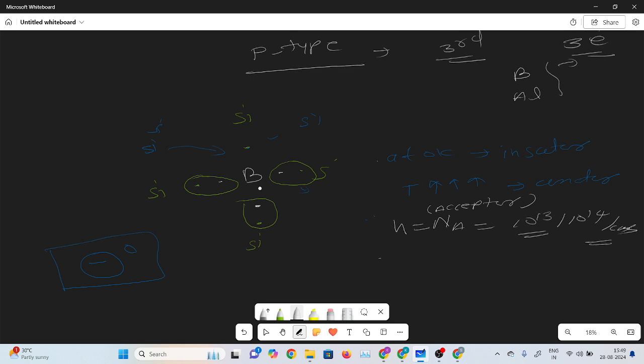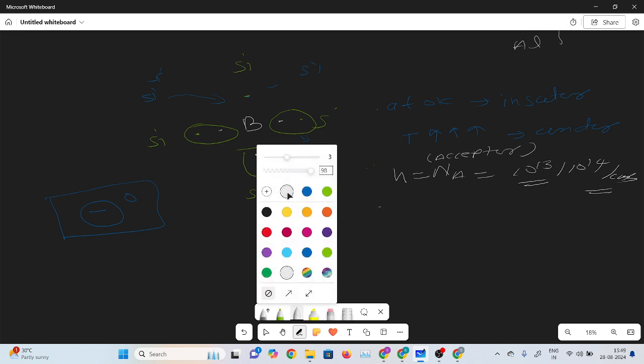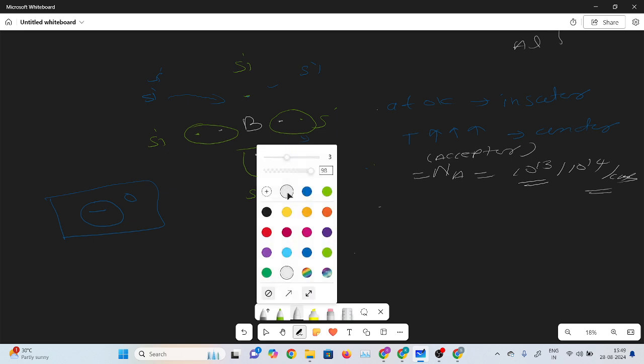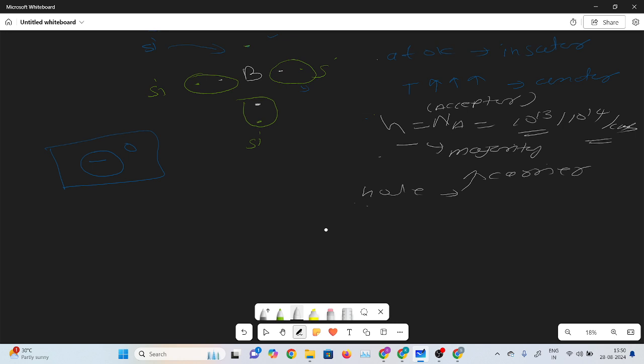So in case of the p-type semiconductor, this is the H, don't confuse. Sorry, actually I write N and P the same like that. So this is the H symbol, and this is the majority carrier concentration. In case of the p-type semiconductor, hole will be the majority carrier concentration, and electron will be the minority carrier concentration.